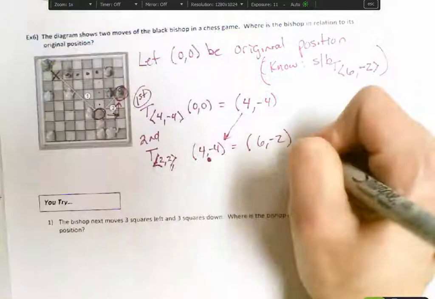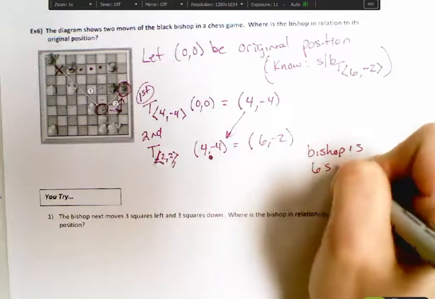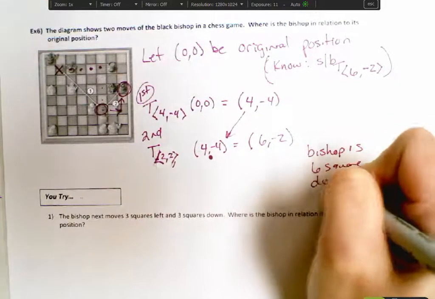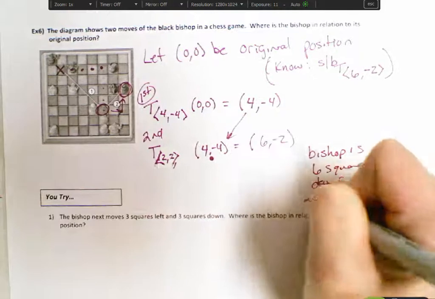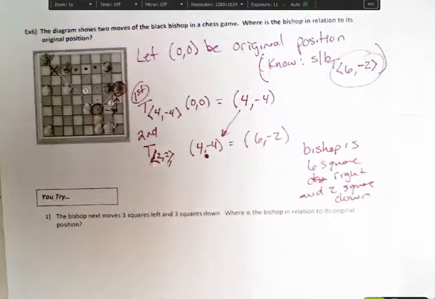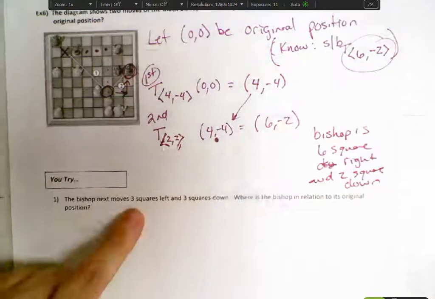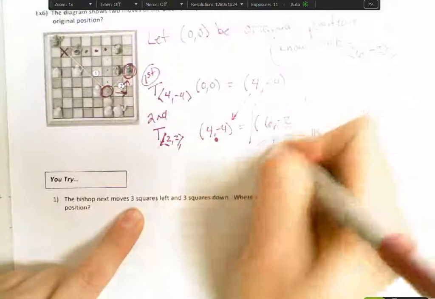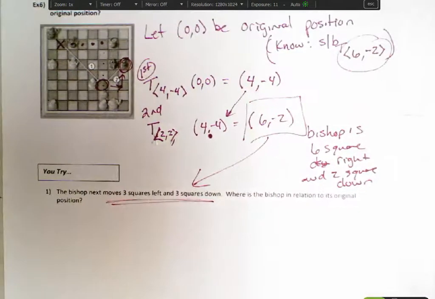So the bishop is 6 squares right and 2 squares down, which is what we originally thought when we just skipped over the composition. So you're going to start with this position here, practice real quick this translation move here, and then you'll be all done.